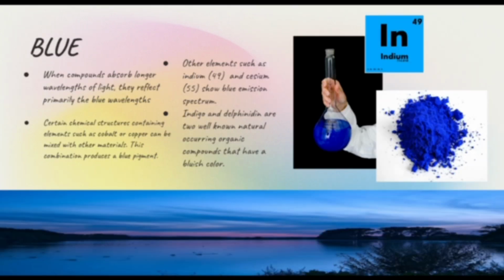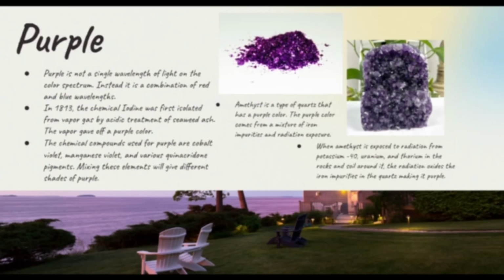Blue. When compounds absorb longer wavelengths of light, they reflect primarily the blue wavelengths. Certain chemical structures containing elements such as cobalt or copper can be mixed with other materials. This combination produces a blue pigment. Other elements such as indium 49 and cesium 55 show a blue emission spectrum. Indigo and delphinidin are two well-known naturally occurring organic compounds that have a bluish color.